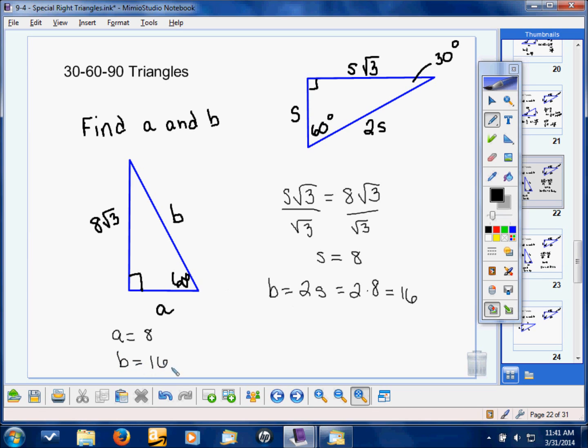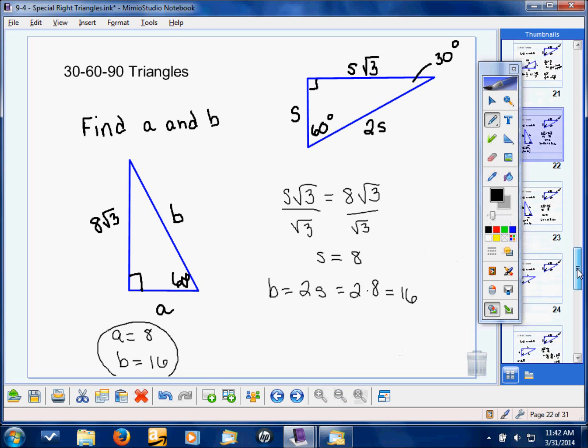So once you find your S, use it to find the other missing pieces. Okay, good. So we have A is 8, B is 16. So we found A, found B, we're done. Now this one again is not too difficult, because the one right in this spot has the square root right with it. So you're really just identifying the S and then putting it in there.